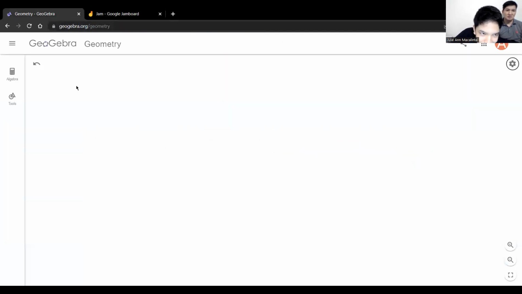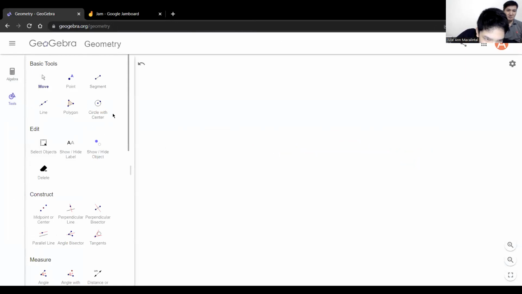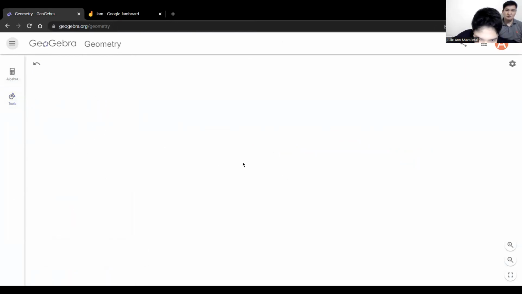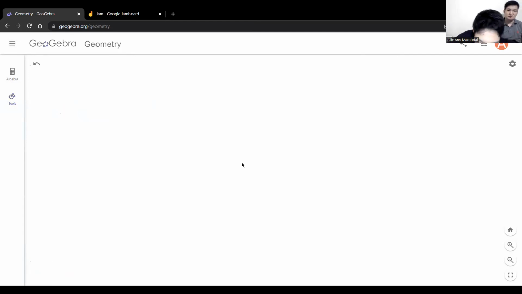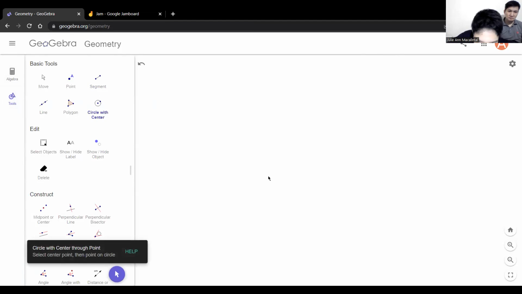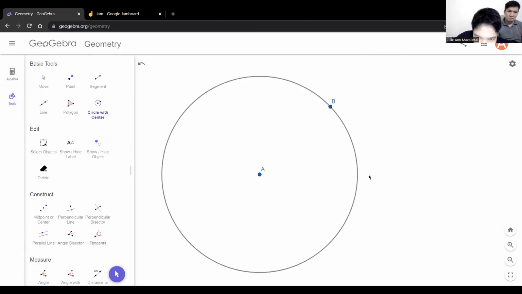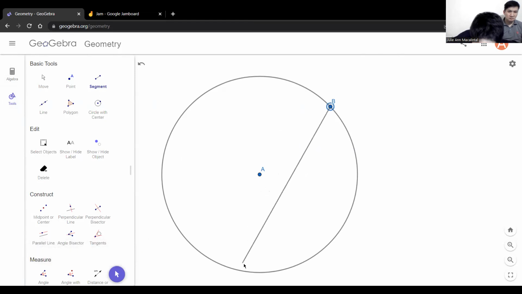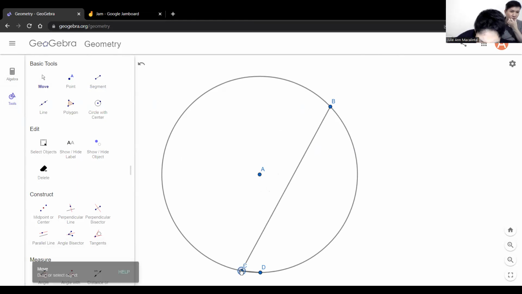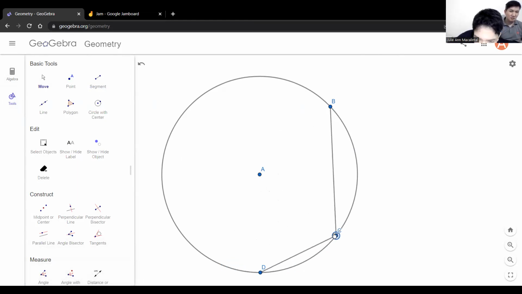So I will show how to construct one. It's very simple. Any point, then a circle. Any segment, let's take this one, to the circle. Not skewed, so that the figure will be more balanced.